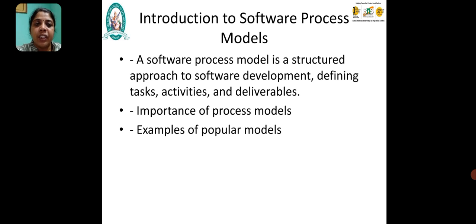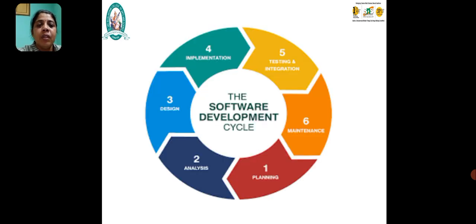Introduction. A software process model is a structured approach to software development, defining tasks, activities, and deliverables. It consists of structured approaches, that is, each and every one has to follow the stages, different phases for executing the project. We are going to see the importance of the process model and examples of popular models. These are some of the steps that come under the software process development model.